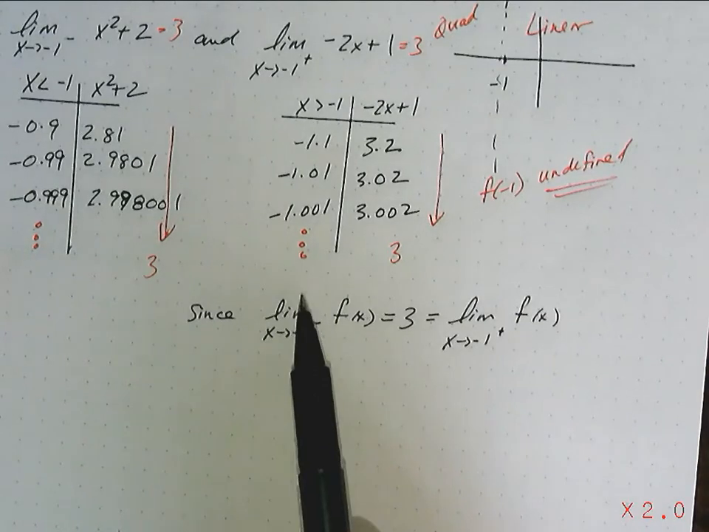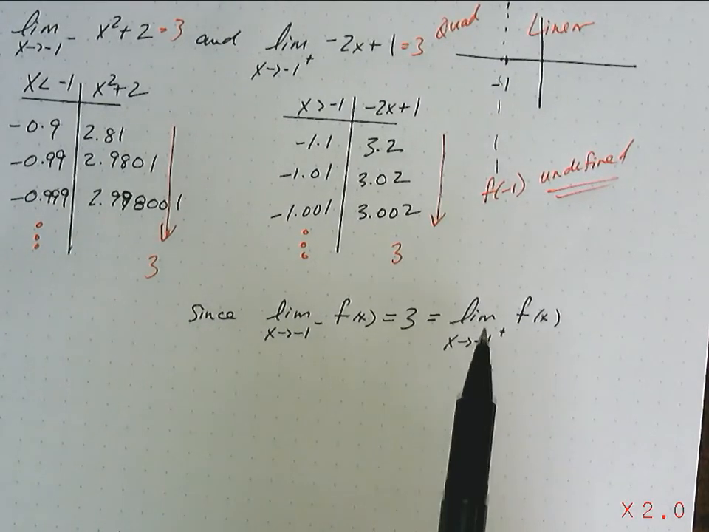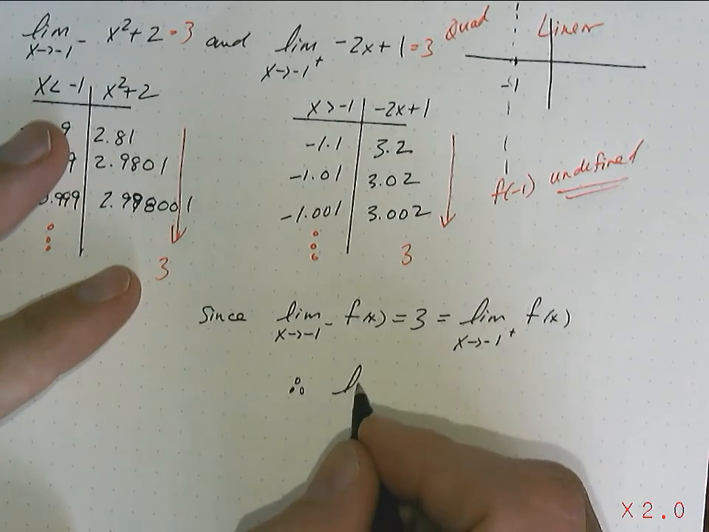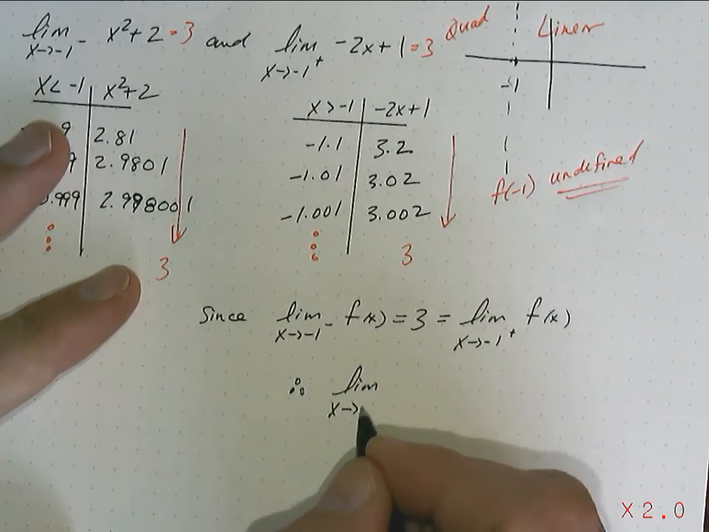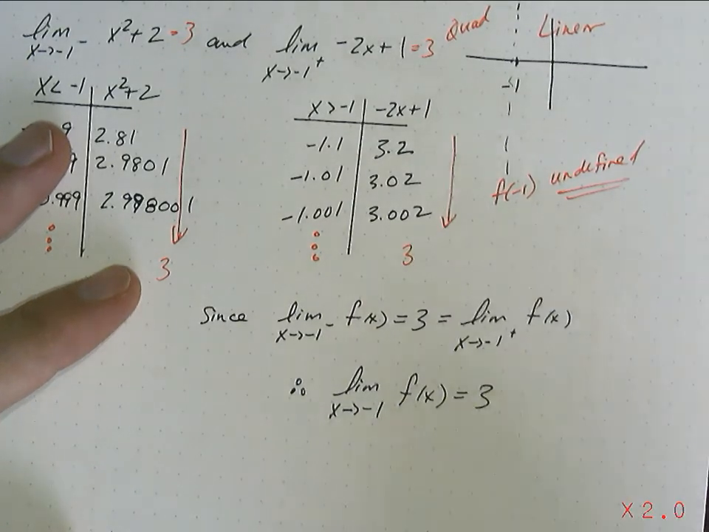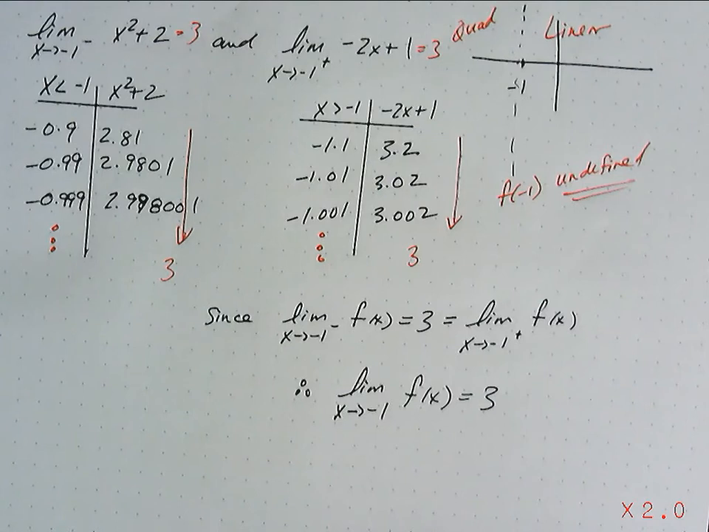So since the left-hand side equals 3 and the right-hand side equals 3, you could then say the concluding statement that the two-sided limit as I approach -1 of f of x not only exists, but it darn well equals 3. And I would be so happy. I would think that I did something good in the world.